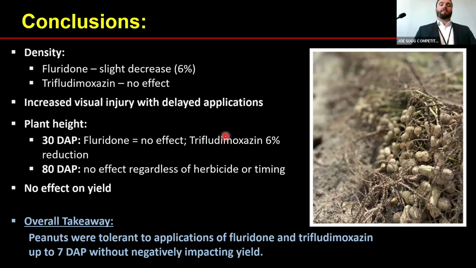And so finally, there was no effect on yield, which is the most important component here. So again, the overall takeaway is that these peanuts were tolerant to these delayed applications. And so this gives growers the confidence to know that if there were circumstances that presented themselves where a delay occurred beyond that 36-hour window, we're still going to be able to achieve our yield goal.